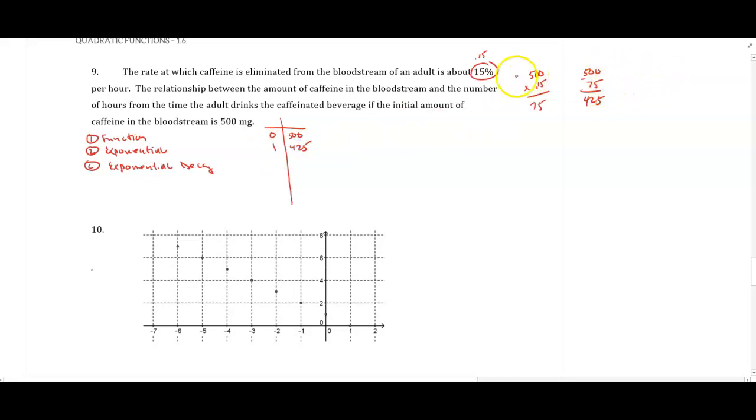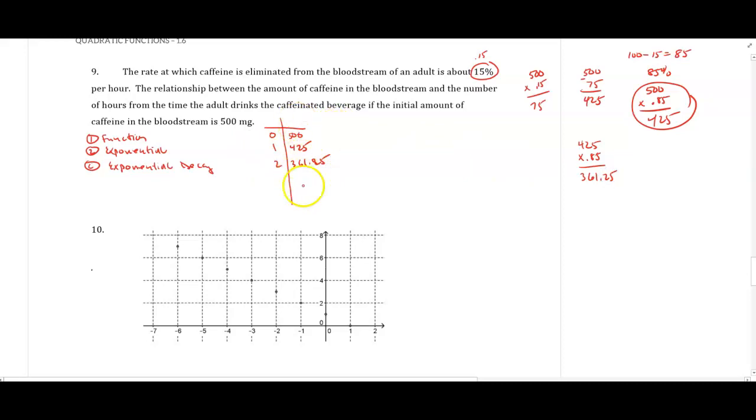Now, an easier way to do that is if it goes down 15%, how much is left? 85%, right? So if I do 100 minus 15%, that gives me 85. So now if I take 500 times 0.85, what do you get? 425. This is a better way to look at it. So now if I go to 2, I'm going to do 425 times 0.85. That's going to give me 361.25.